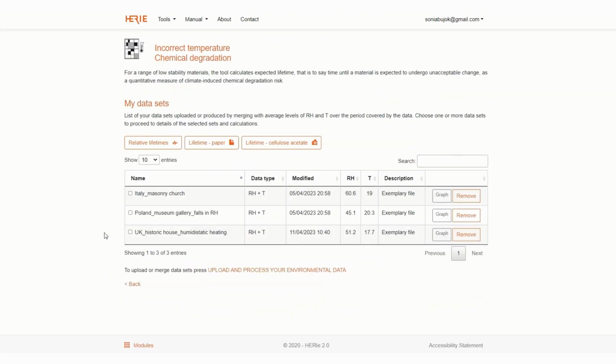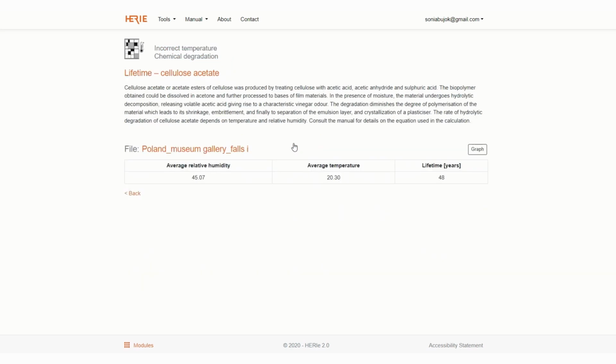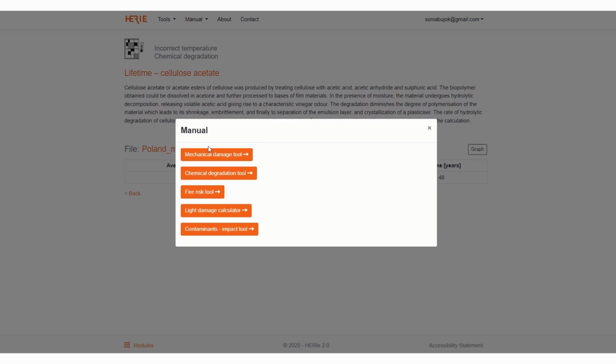The chemical degradation tool enables also the calculation of the lifetime of the paper or cellulose acetate objects stored at selected conditions. In the case of exemplary museum conditions, cellulose acetate will decompose in 48 years due to hydrolytic degradation. For further details on the calculations and formulas, please see the manual of the chemical degradation tool.